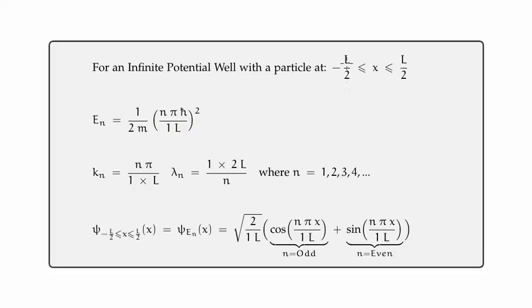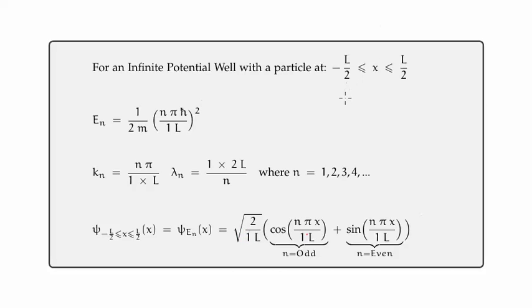Also, notice that the boundary doesn't start at x equal to 0, and hence we expect to get both cosine and sine solutions. But this time we have 1 times L in the denominator. And notice the 1 times L here as well. That's why I'm very careful in how I'm writing the normalization constant, so we can see the pattern here.